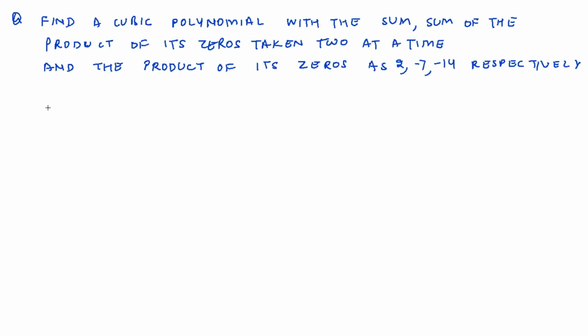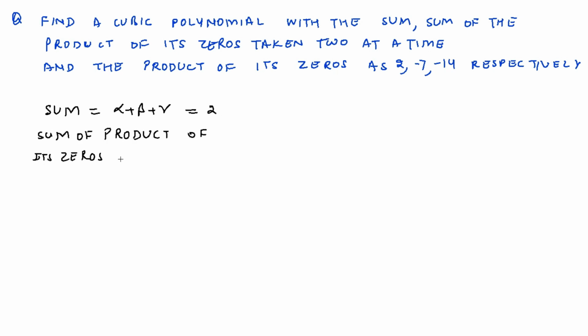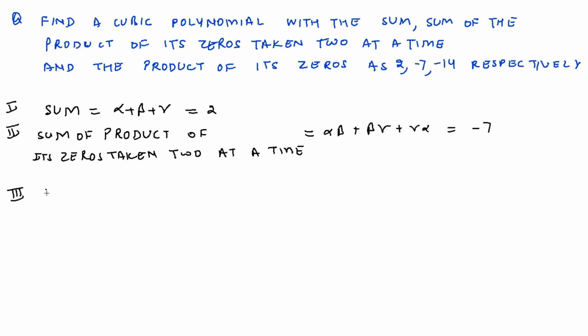Find a cubic polynomial with the sum of its zeros, the sum of the product of its zeros taken 2 at a time, and the product of its zeros as 2, minus 7, minus 14 respectively. It means in this sum, alpha plus beta plus gamma is equal to 2. This is given to us. Sum of product of its zeros taken 2 at a time means alpha beta plus beta gamma plus gamma alpha is equal to minus 7. This is given to us. And its product, which is alpha beta gamma, is equal to minus 14. This is given to us.